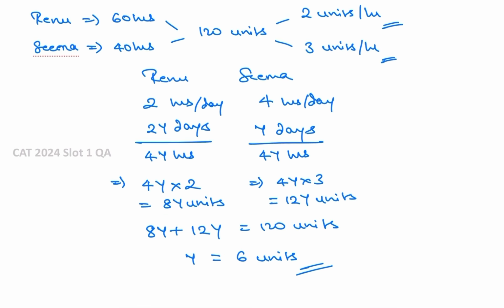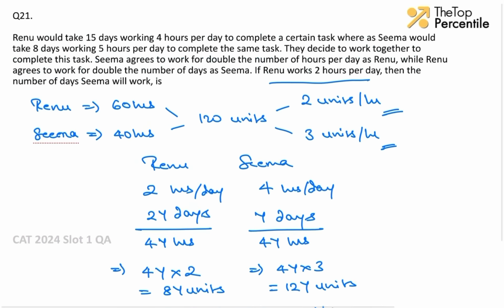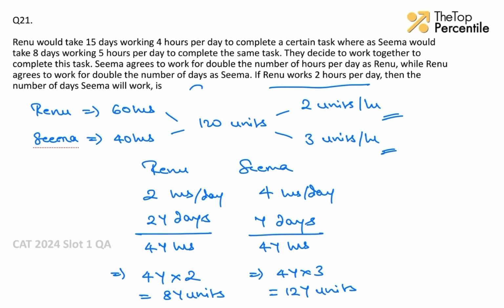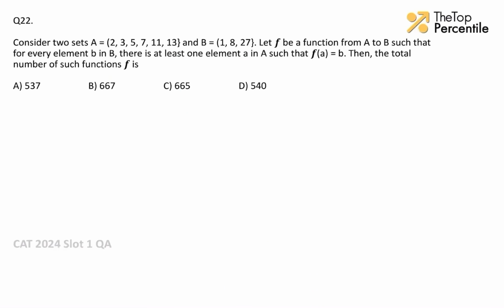And we have already found y as 6. So the answer for this question will be 6. Last question. Consider two sets A and B. Let f be a function from A to B such that for every element b in B, there is at least one element a in A such that f(a) is equal to b. Then the total number of such functions f will be what?